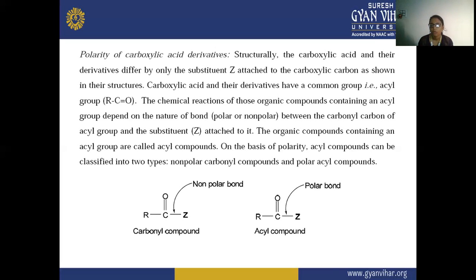So the bonding between this carbonyl or acyl group and Z is classified into two. That means the bonding may be a non-polar bonding and it can be a polar bonding also. So they are classified into two types of compounds: non-polar carbonyl compounds, and polar acyl compounds.